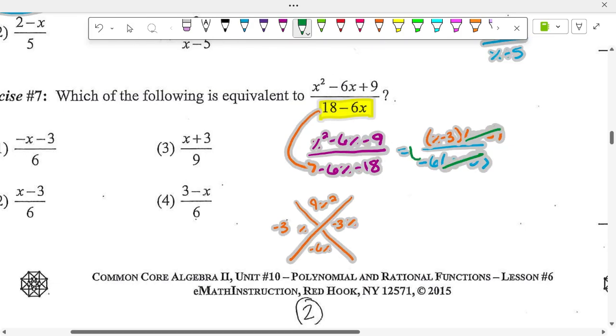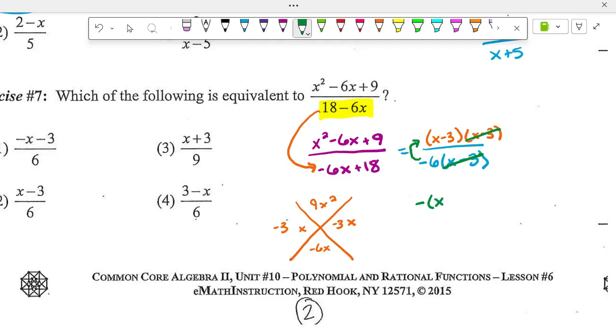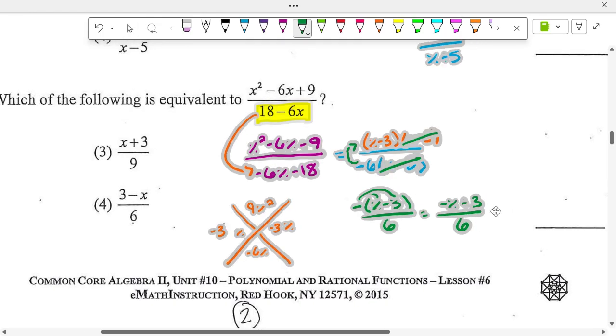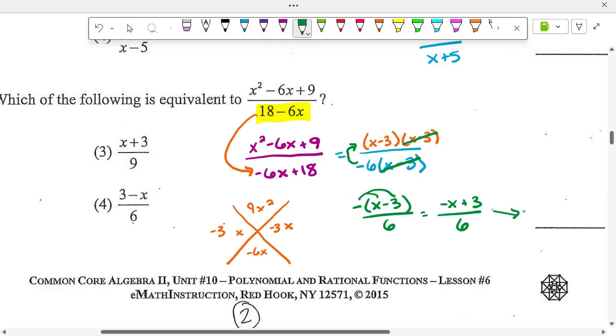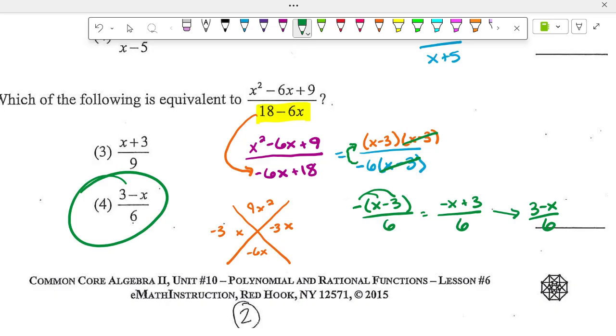So, they like to move the negatives to the top. So this would be negative x minus 3 over 6. What can I do now to simplify that further? What can I do with this negative? I could distribute it back. This would be negative x plus 3 over 6. Which, if I don't want to put my negative first, I can write as 3 minus x over 6. So this one. Any questions on simplifying?